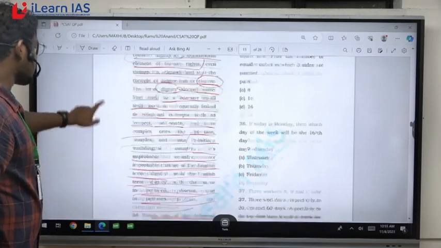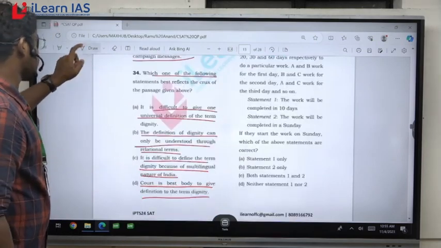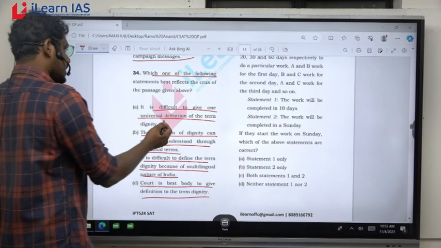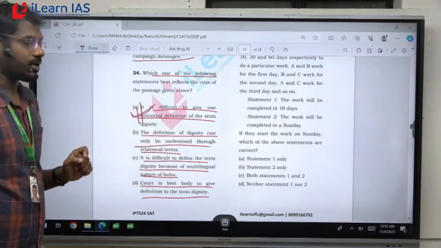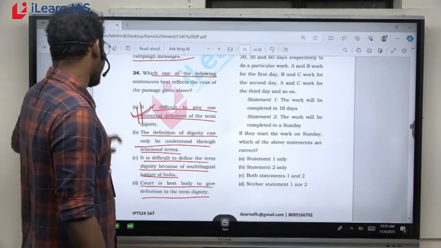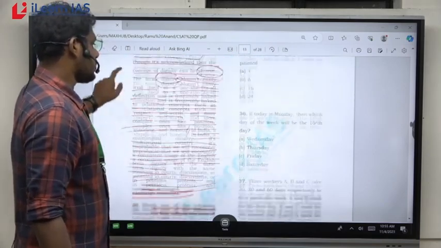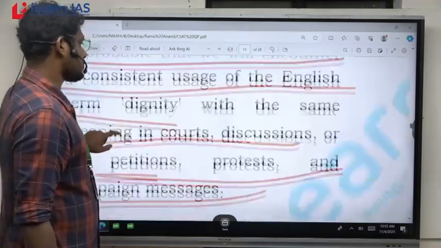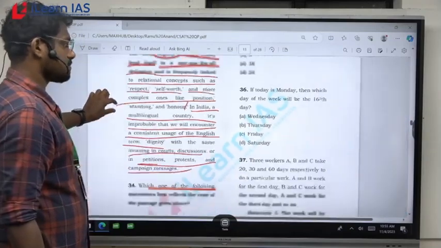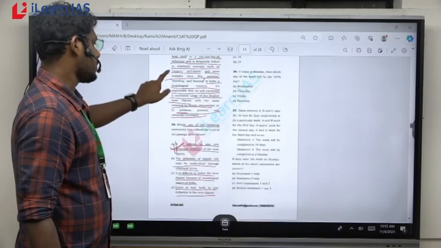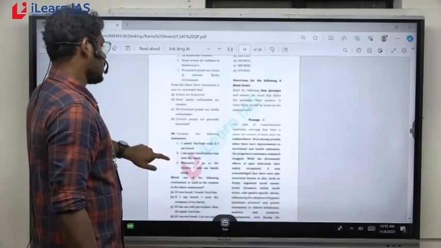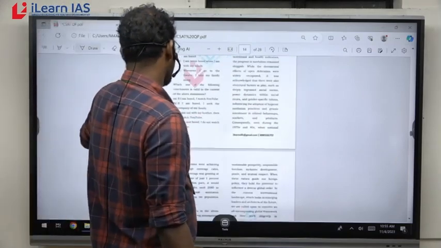So it is clear that it is difficult to give one universal definition of the term dignity. Okay, so the answer for question 34 is option A. Next, moving to next question. Question number 41.